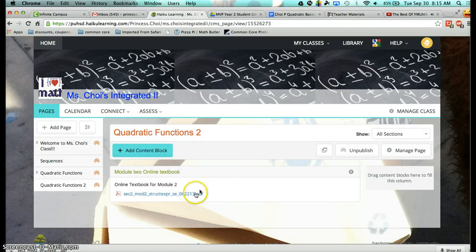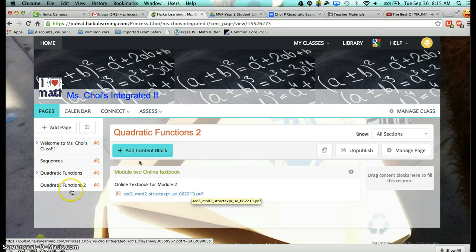And then you're going to see your textbook down here. Okay? So you click on it, then it's going to download into your files, okay? And look at the title carefully, because last time when you downloaded it, it said Section 2 Module 1, Mod 1. This time it's going to say Section 2 Mod 2, because this is Module 2. And guys, pretty much we're going to be focusing on this one module until the end of the semester.